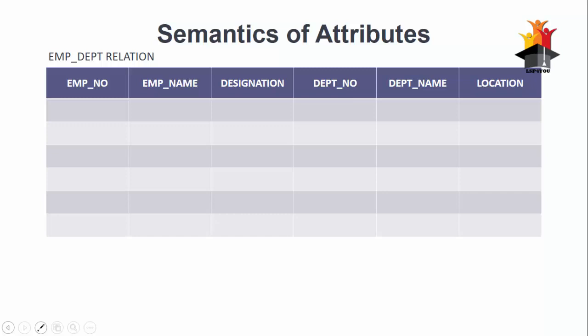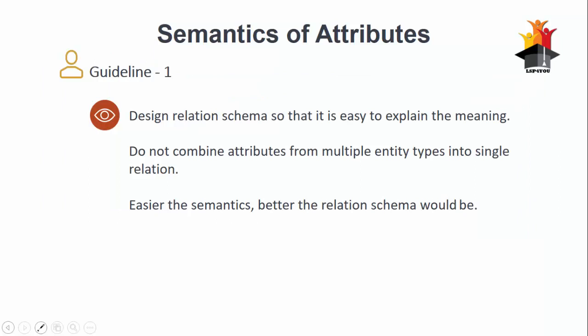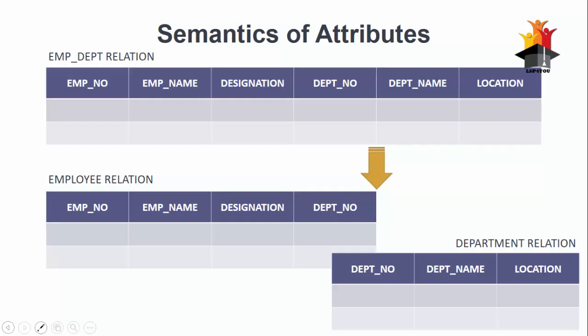Let us see the guideline 1. Informally, each tuple in a relation should represent one entity or relationship instance. Do not combine attributes from multiple entity types into a single relation. That is, we should not mix the attributes of two different entities in a single relation. So split this relation into two relations, that is employee and department relations separately, and we can use a foreign key to refer one relation from another. Now the employee relation contains details about the entity employee, and the department relation contains the details about only one entity, that is the department entity.